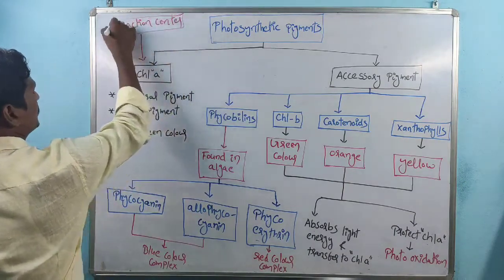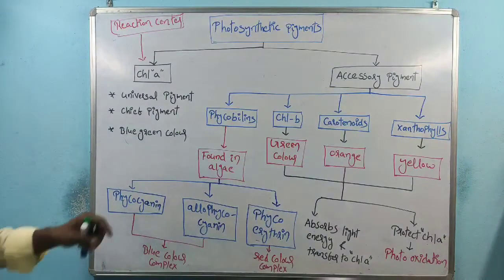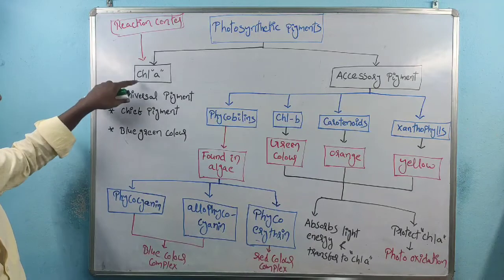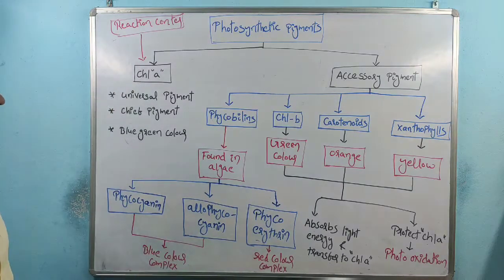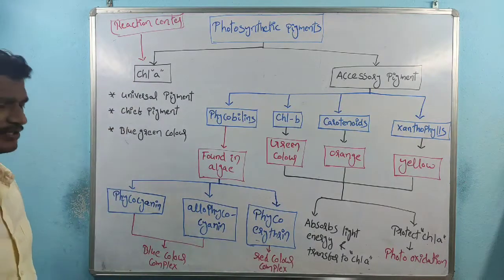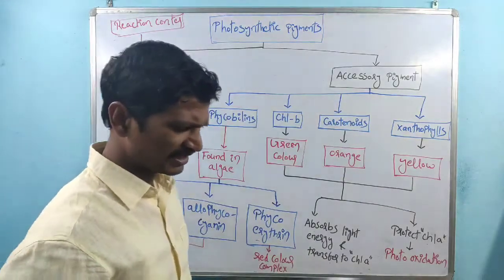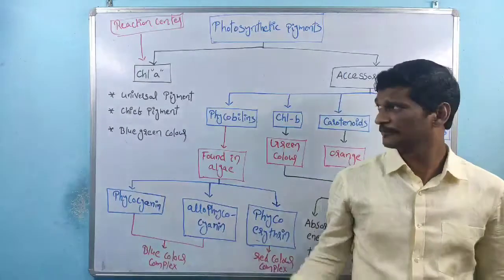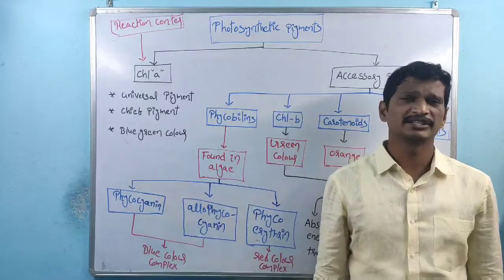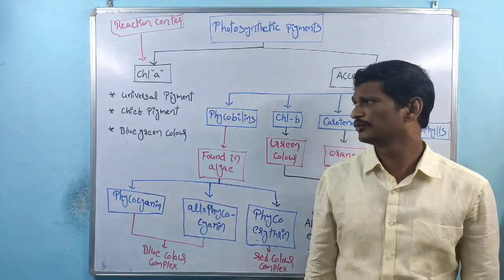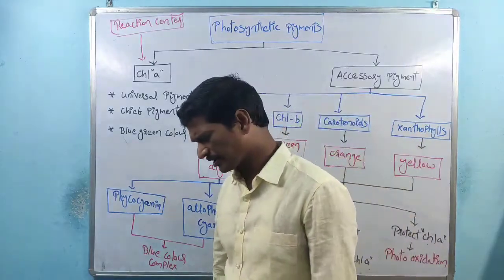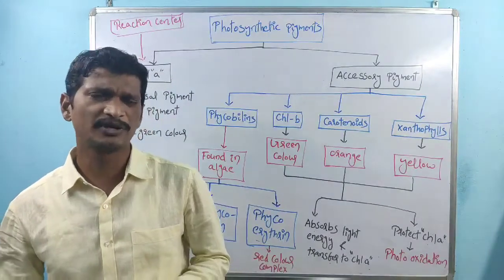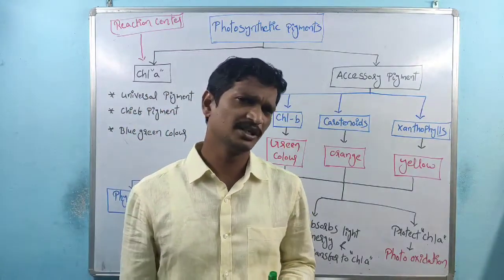One is called the reaction center. So all of you keep the heading here, reaction center. The reaction center is nothing but chlorophyll A. See here, the universal pigment. Whatever plants there are, in all plants the major pigment is chlorophyll A. That's the reason this one is called the universal pigment. It is one of the chief pigments, meaning it is always present, and it is abundantly present.